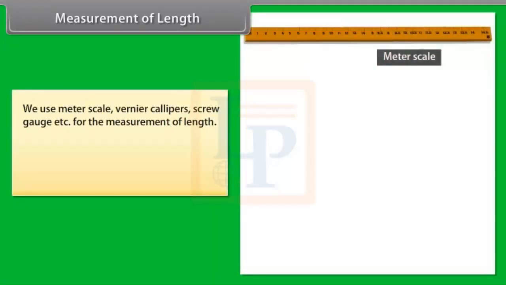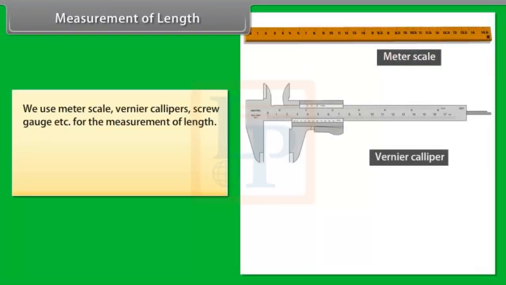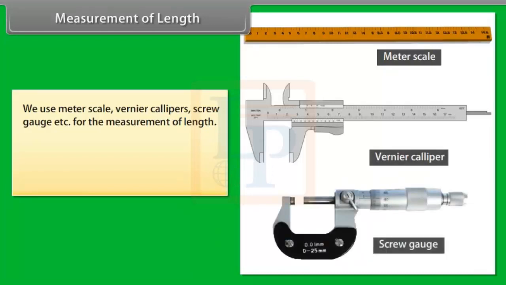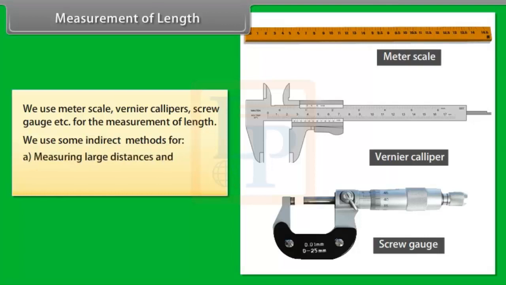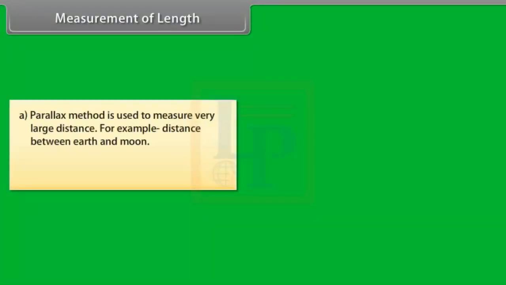Measurement of length. As you know, we use meter scale, vernier calipers, screw gauge, etc. for the measurement of length. We use some indirect methods for A. Measuring large distances and B. Measuring very small distances. A. Parallax method is used to measure very large distances, for example, distance between Earth and Moon.